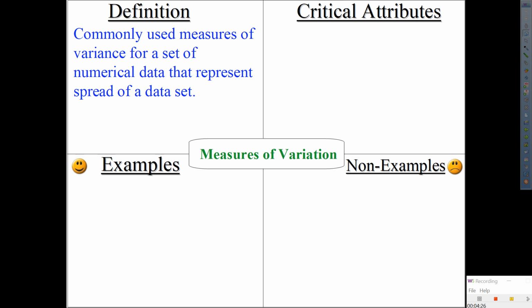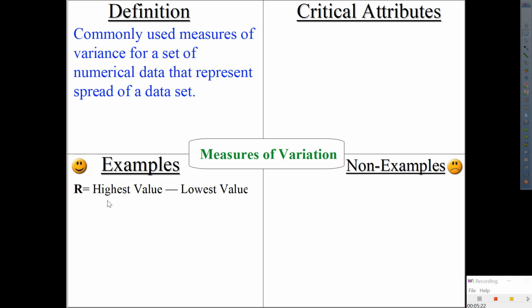Now let's see. What was the first one? We've already been working with it. Everyone, what's the first one? What does the R stand for? Range, yes. Now, I hope it's becoming a little bit more clear. That's why we don't mention range in the measures of central tendency, even though we did do it. But if you notice on the Frayer model, we didn't include it as an example, okay? So the range, yes, that's the first one.